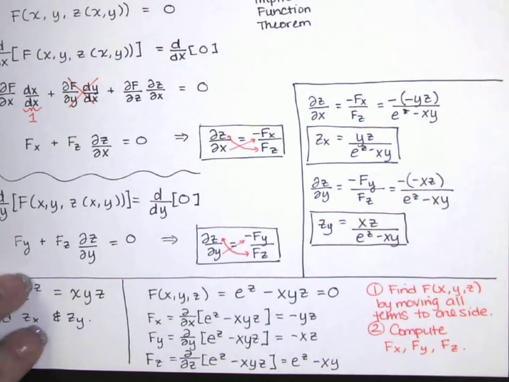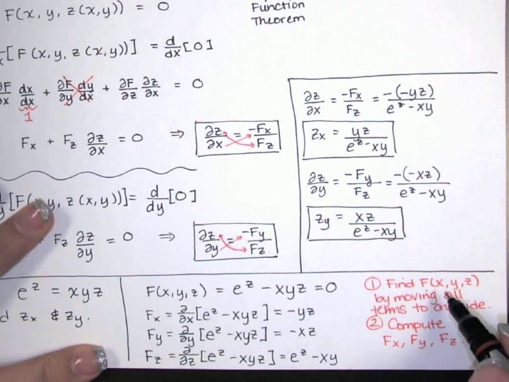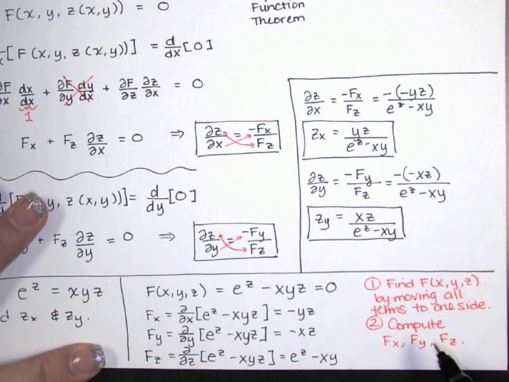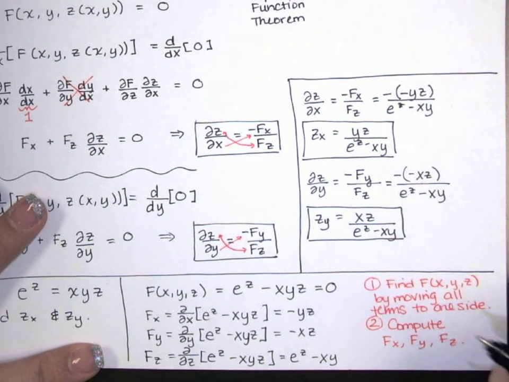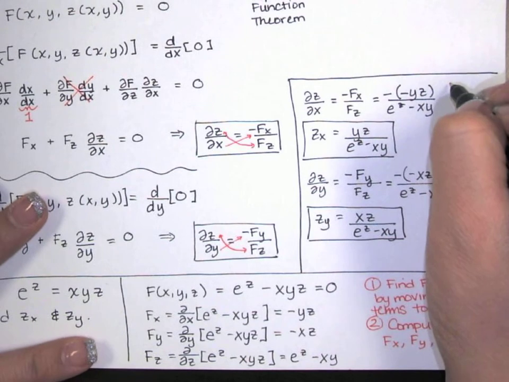Okay, and that's implicit differentiation. You just find the capital F, you compute all of its partials, and then you substitute into the appropriate formula to get your final answers.